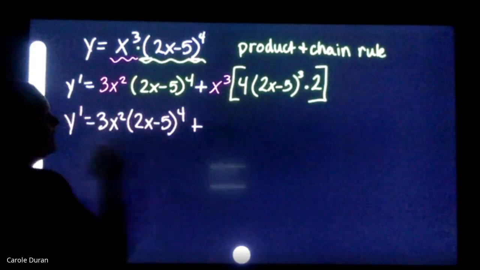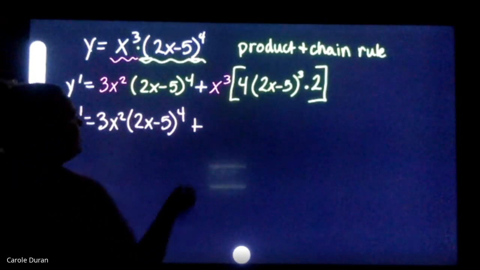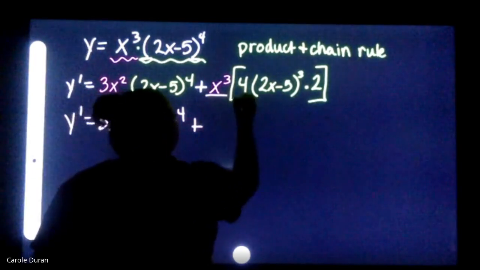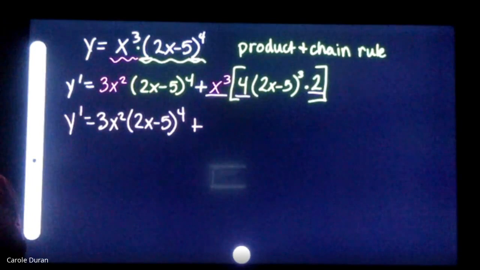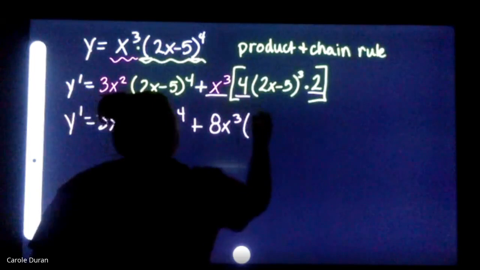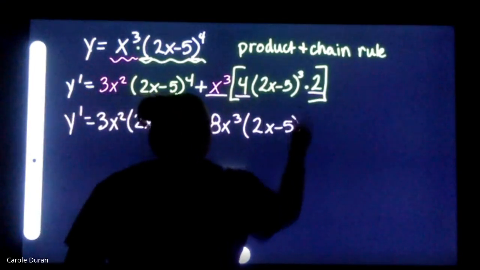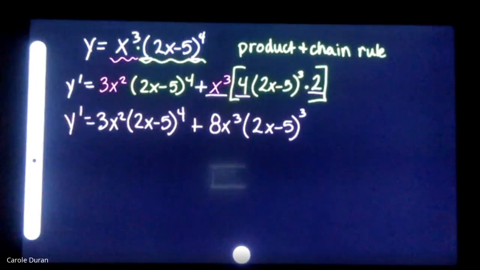But out here on the second term, I have a couple stragglers I can put together. Remember, it's all connected by multiplication. So I can take this x cubed, the 4, and the 2, and I can put all of that together. 4 times 2 is 8, times x cubed is 8x cubed. And then times the parentheses, 2x minus 5 to the 3rd power. And that is as far as I will go on this one. Questions, concerns, or issues?